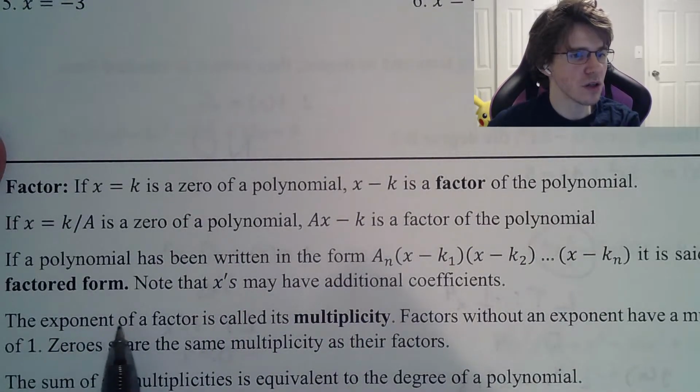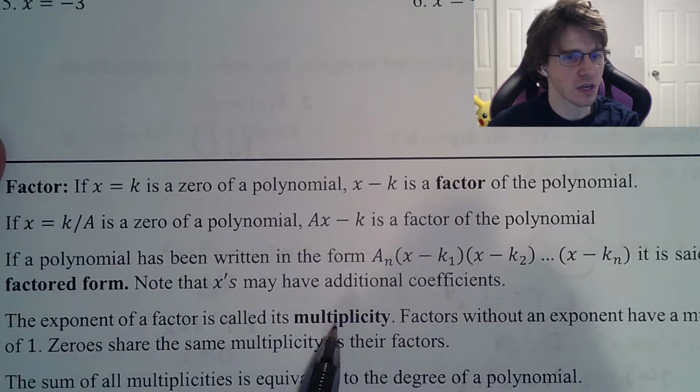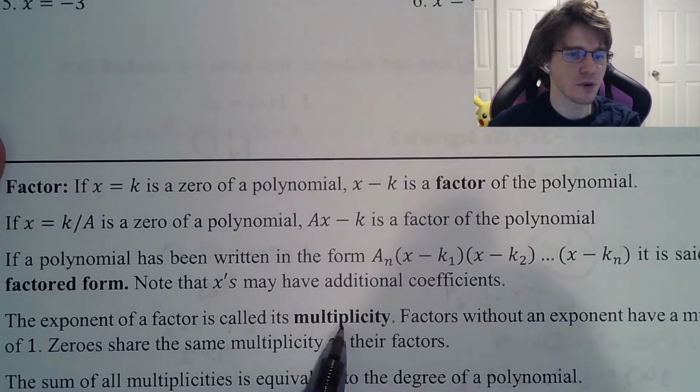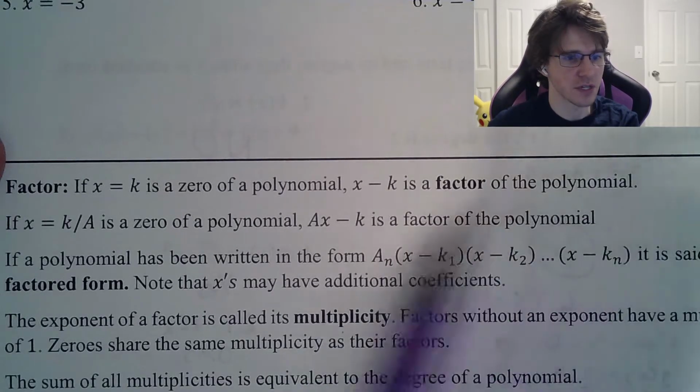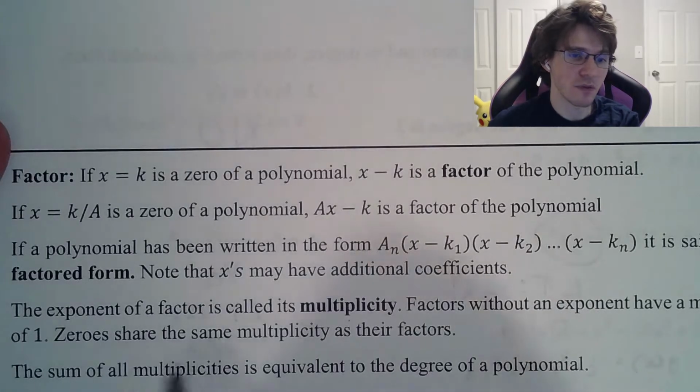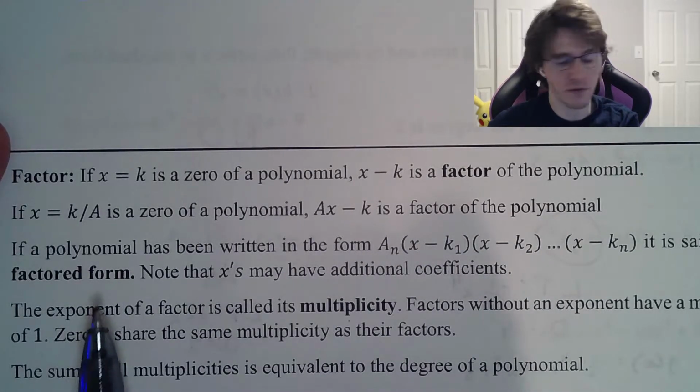And every single exponent of a factor is called its multiplicity. So the multiplicity is the exponent that is on the factor. There are invisible ones on all these guys here. And also, the sum of all multiplicities is equivalent to the degree of the polynomial.